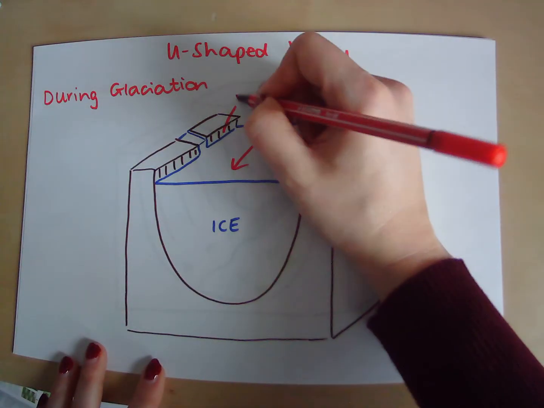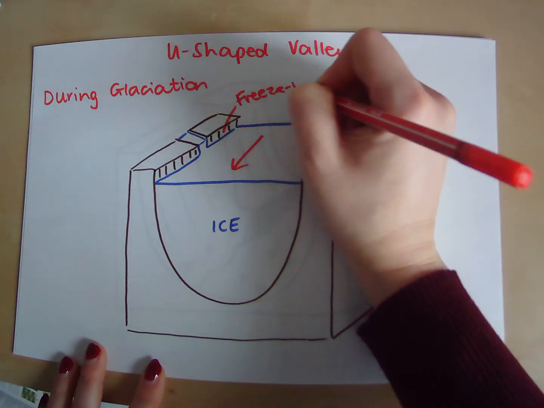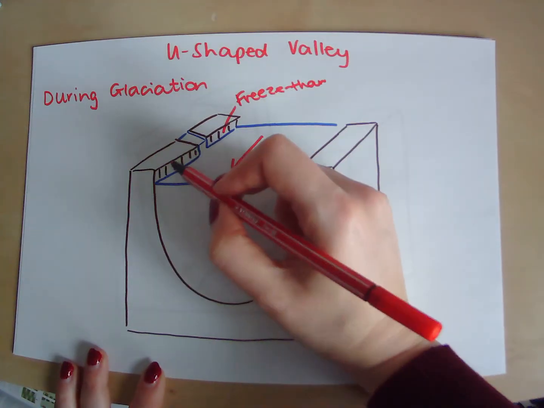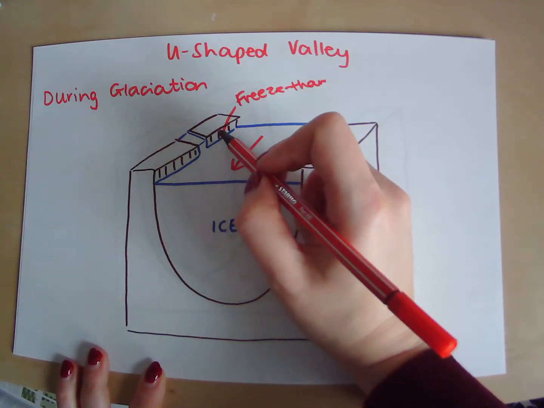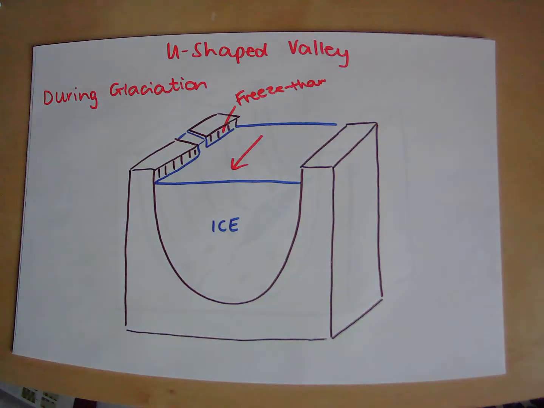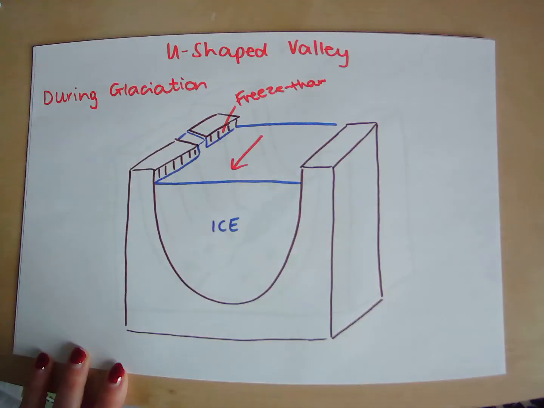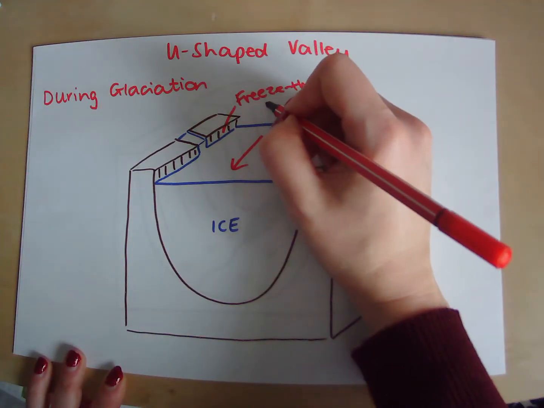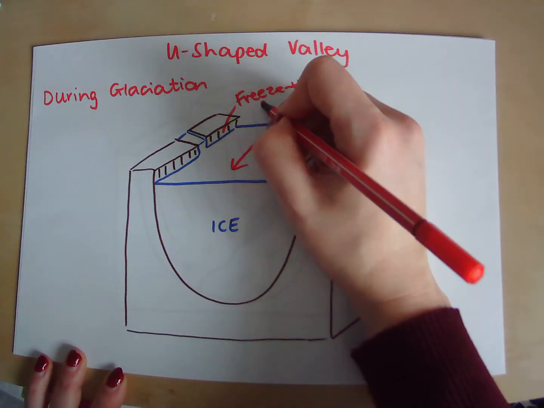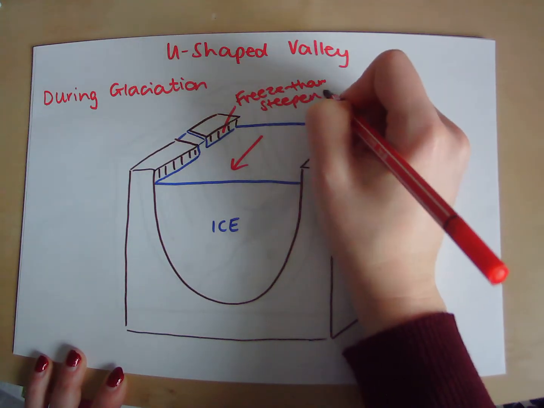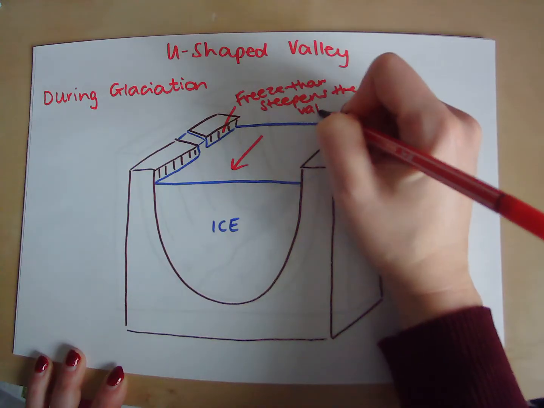Freeze-thaw is one process happening here, where above the glacier there are rocks on the sides of the valley. Water gets into the cracks in the rock, the water freezes overnight, and because it is frozen, it expands, putting pressure on the cracks. A repetition of that process eventually causes bits to break off. So freeze-thaw happens above the glacier line and steepens the valley sides above the glacier.